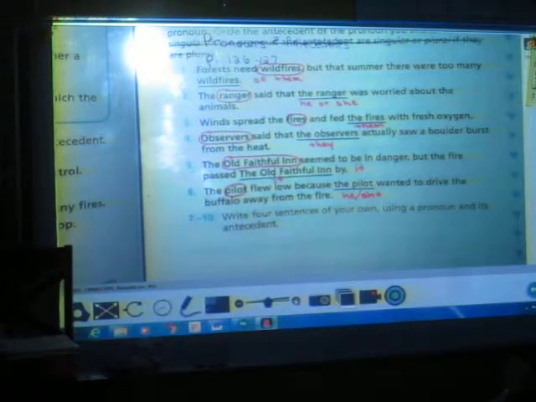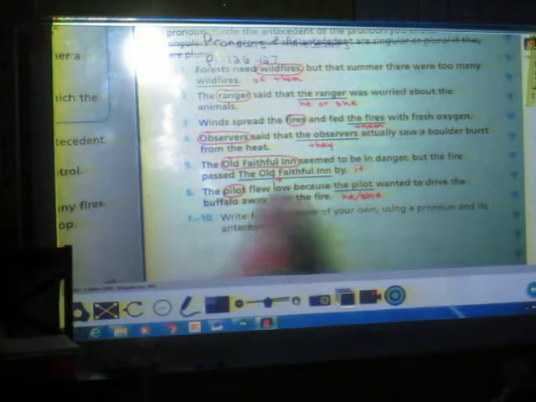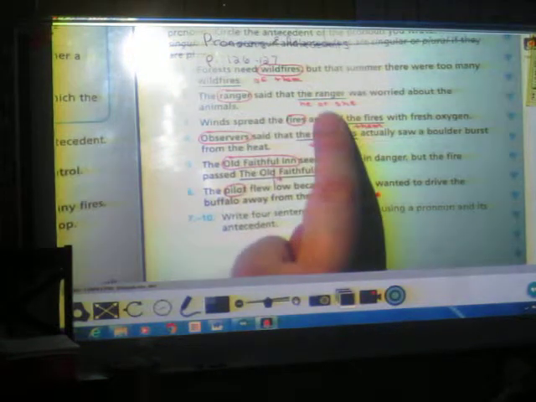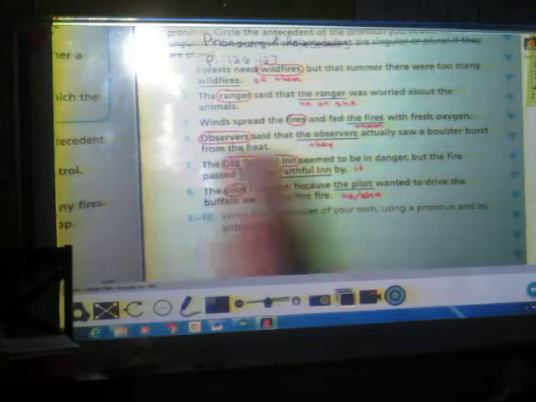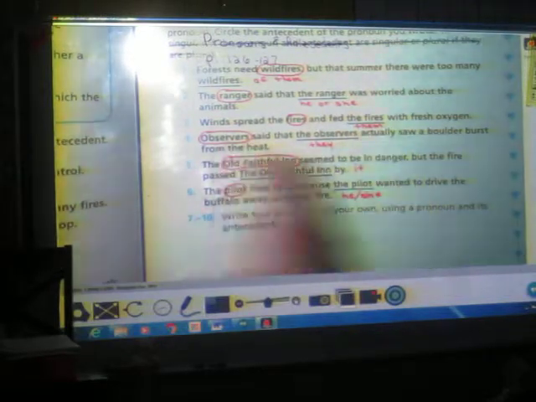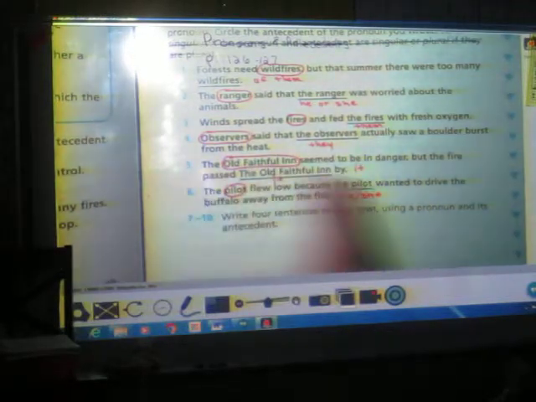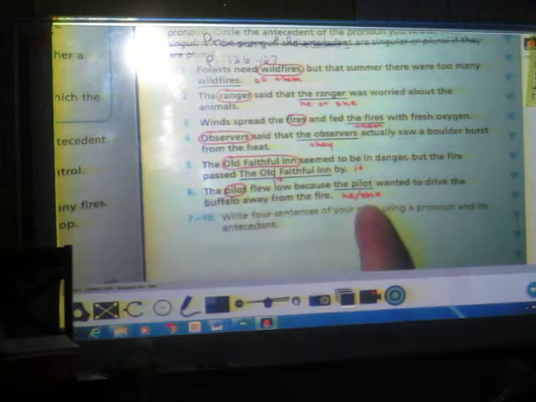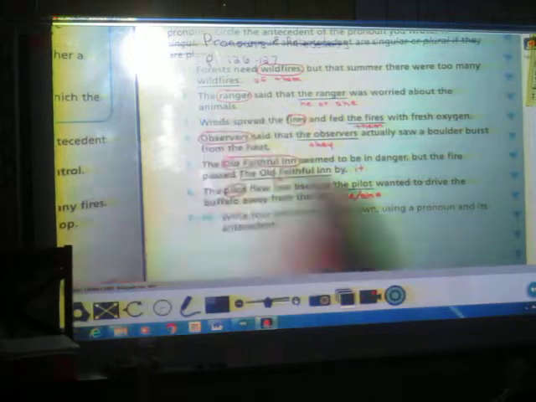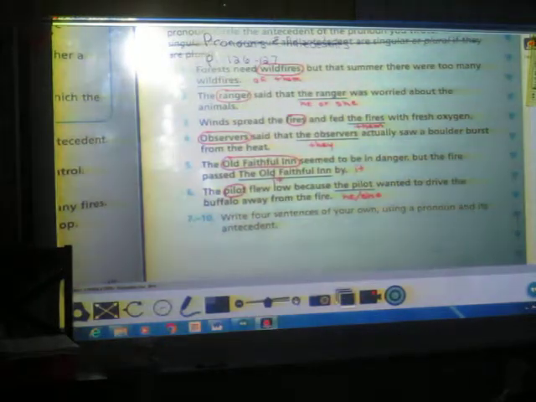Alrighty, on the next page. Oh, and I see I didn't tell if it was singular or plural, so we'll do that quickly. Number 2 would be singular. Number 3 would be plural. Number 4 would be plural. Number 5 is singular, and number 6 is plural. And you don't have to have both he and she for those. You may have either or. All right.